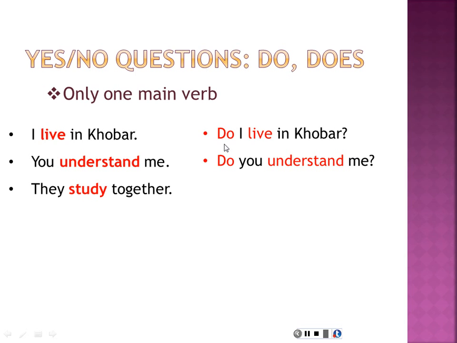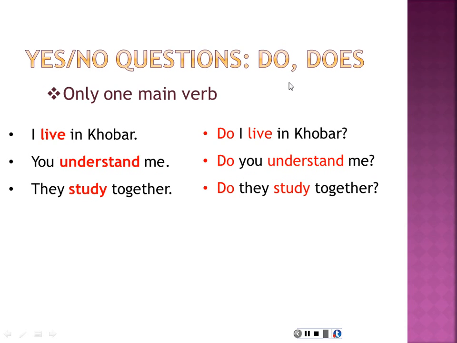The second example, do you understand me? Again, the same thing. We add do here at the beginning of the sentence. Do you understand me? So the same sentence, but we add do at the beginning and we add a question mark at the end. Sentence number 3, they study together, and do they study together? Do they study together? Okay, again we add do at the beginning and there is a question mark. You can note that with all these examples we use do, because we have I, you and they.